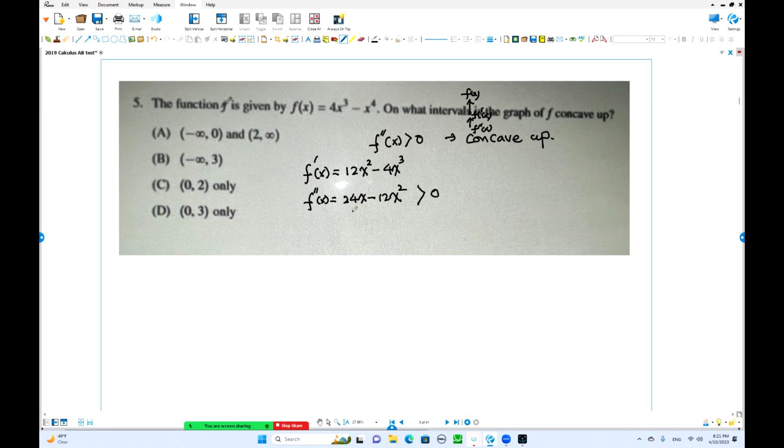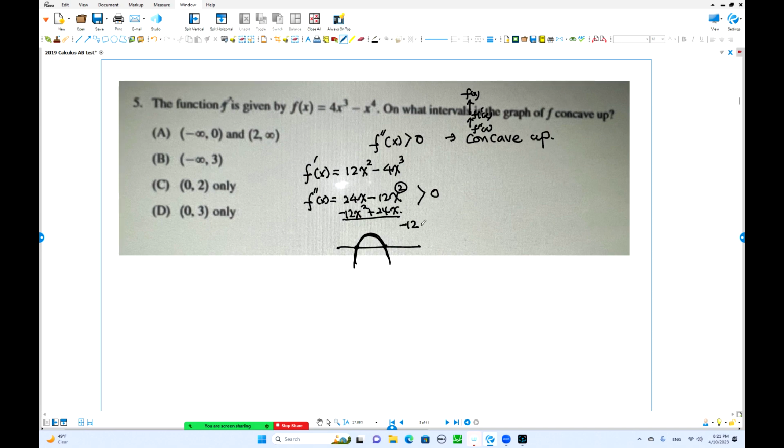Better to use the graph of the formula here. This is actually negative 12x squared plus 24x, the same thing. The highest degree term is negative, so the graph is upside down, open downward. Now find the x-intercepts. You can find the x-intercepts from here too, okay?